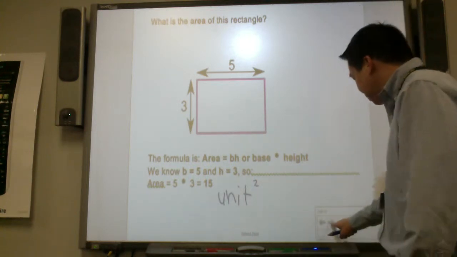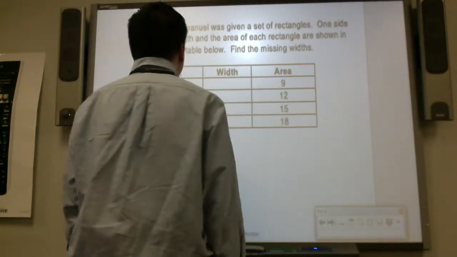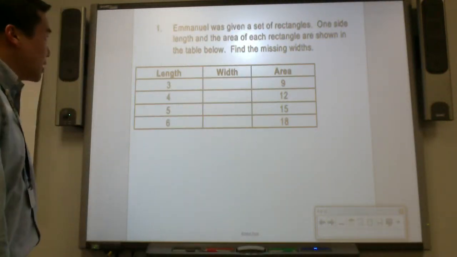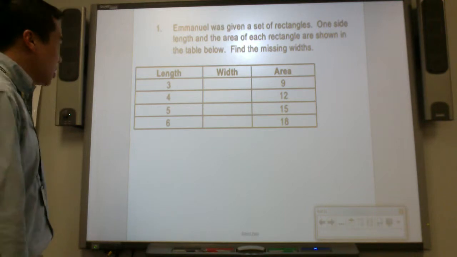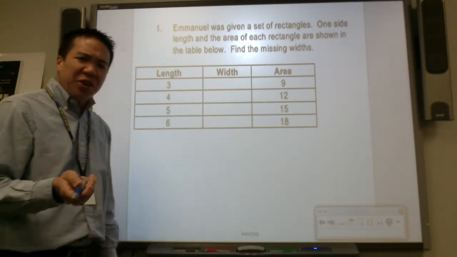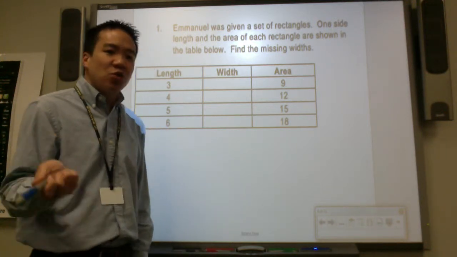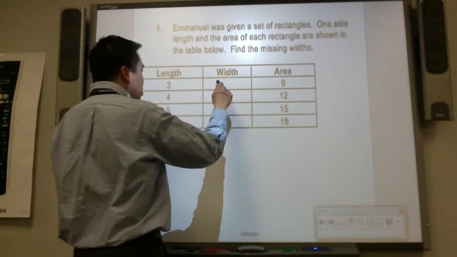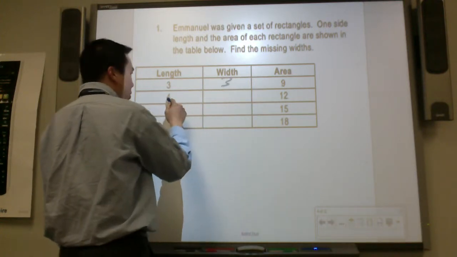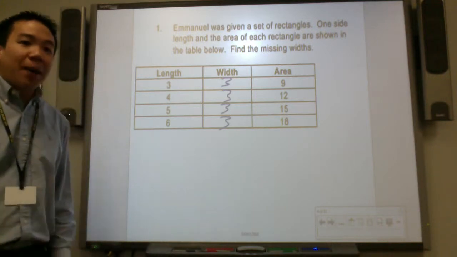So Emmanuel was given a set of rectangles. One side length and the area of each rectangle are shown in the table below. Find the missing widths. So here are the lengths, here's the area. So what's area again? Base times height, or length times width. If this is 3, what do I multiply 3 by to get 9? 3. What do I multiply 4 by to get 12? 3. So you're multiplying by 3.